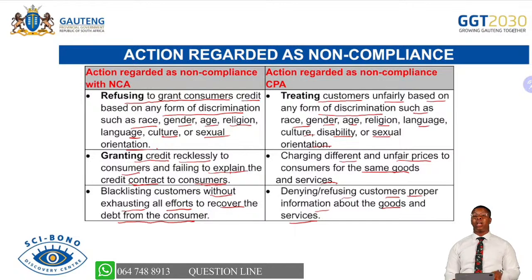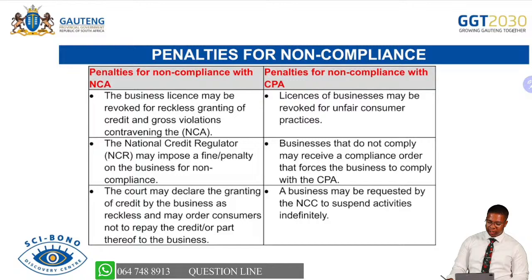And then denying or refusing customers proper information about the goods and service is also considered to be non-compliant, because the information will help the consumer to make an informed decision on what they are buying and the features. They are talking about the features to specify what features are there so that the consumer can decide, based on these features, this is what I need. But based on these features, they can also make an informed decision to say, no, these features are too much, this is not what I need. What I need is a product that can perform action 1, 2, 3. So give that information so that the consumer can make an informed decision. So those are actions regarded as non-compliance according to the Consumer Protection Act.